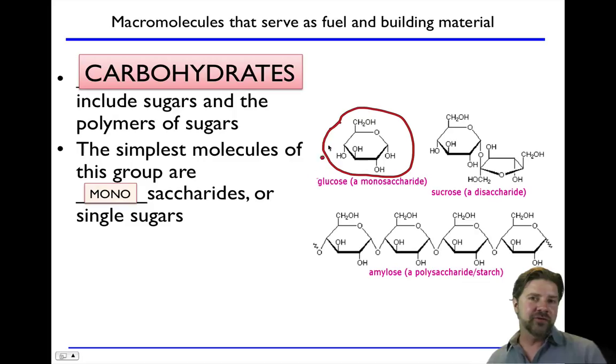Now, if you remember the functional groups, we said that hydroxyl groups would be found on carbohydrates. And look at all of them. There's an OH there, an OH there, an OH there, there, and there. There's a lot of hydroxyl groups on this thing.